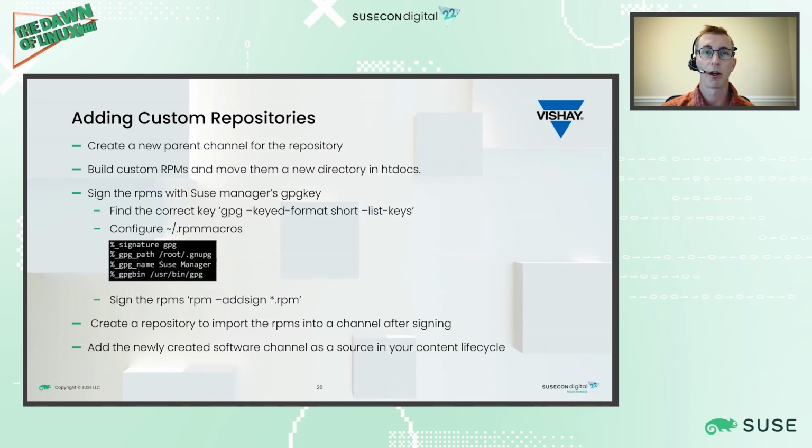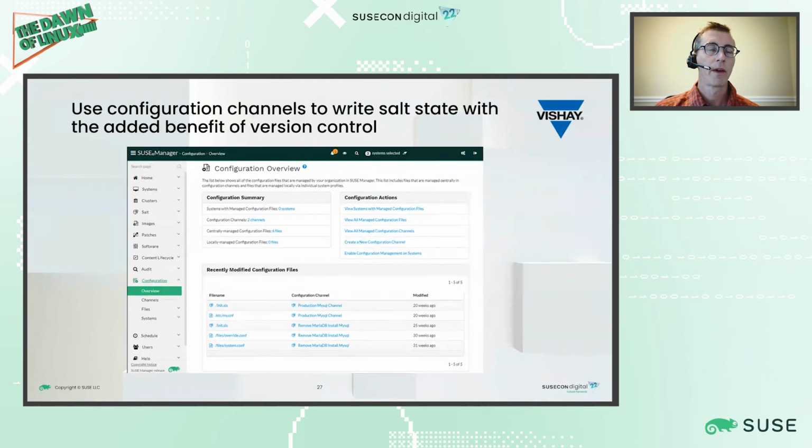You want to create another parent channel as we did with the external one, and that will become a source for your content lifecycle. After you have everything installed as you want it, you may want to make some configuration changes, and I found that Salt is a great way to do that. In this slide I show the configuration manager, in which we can push out different configurations for the RPMs that are installed, or you could use Salt to do it from the file system.